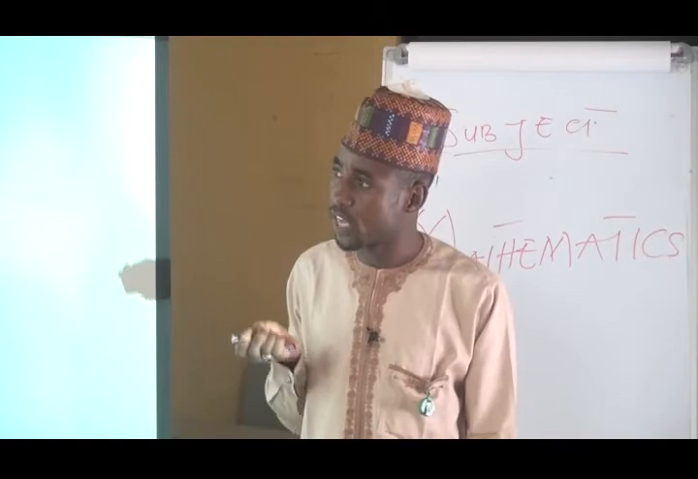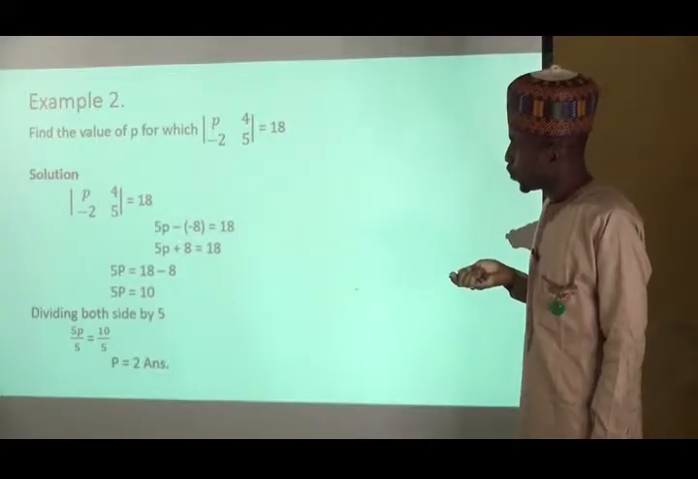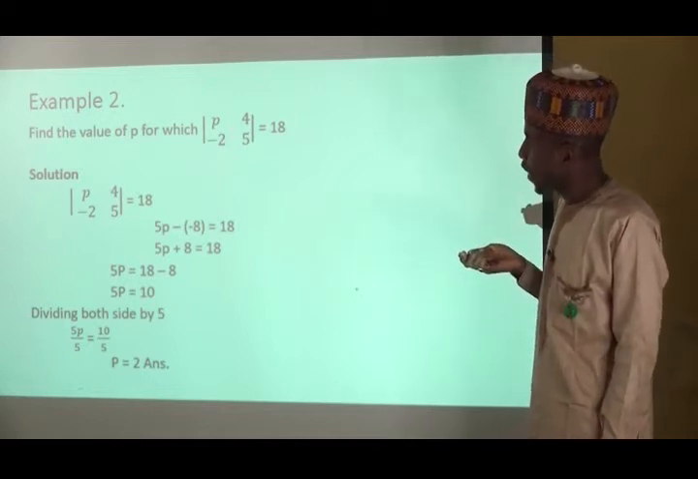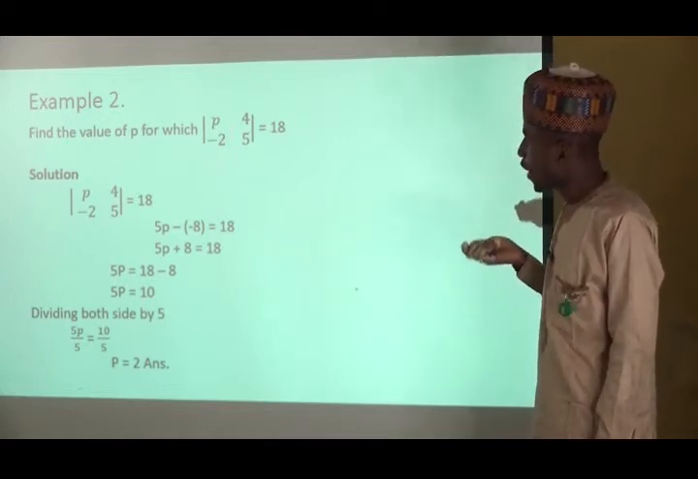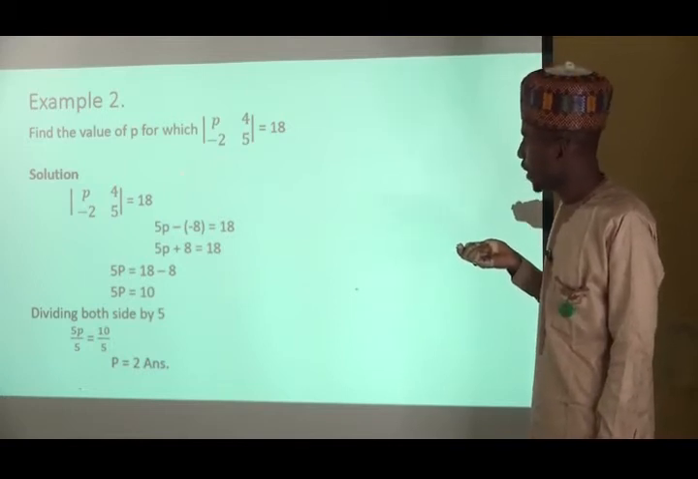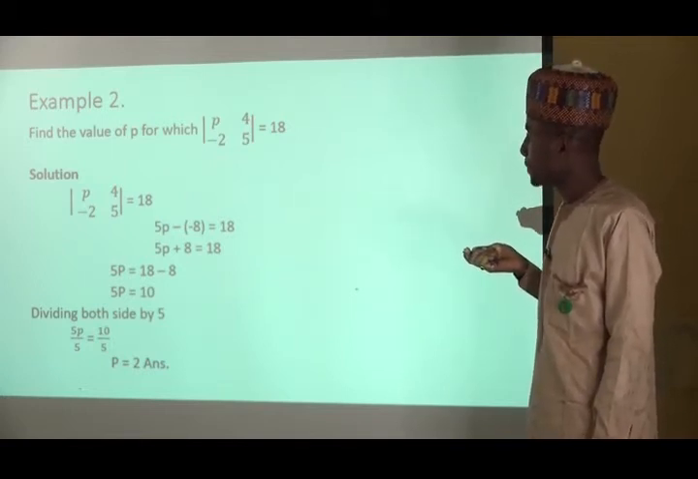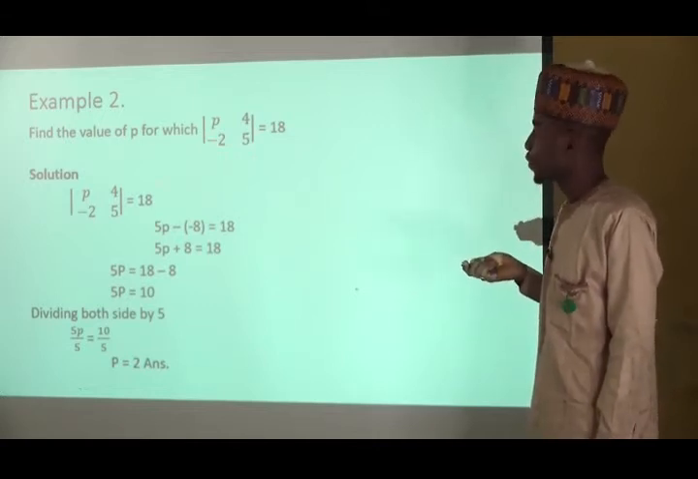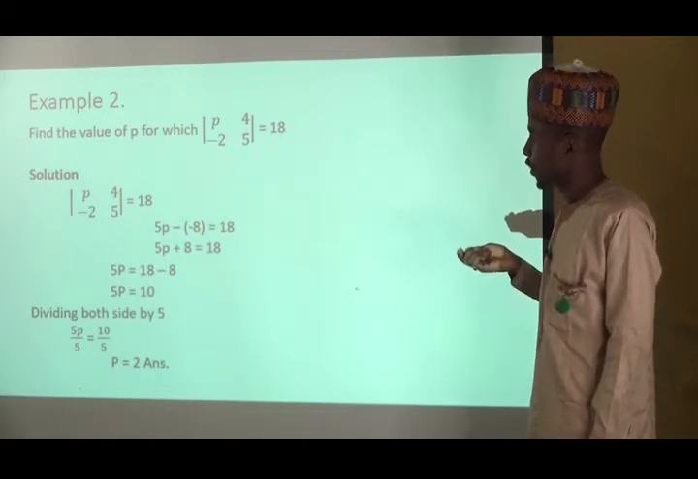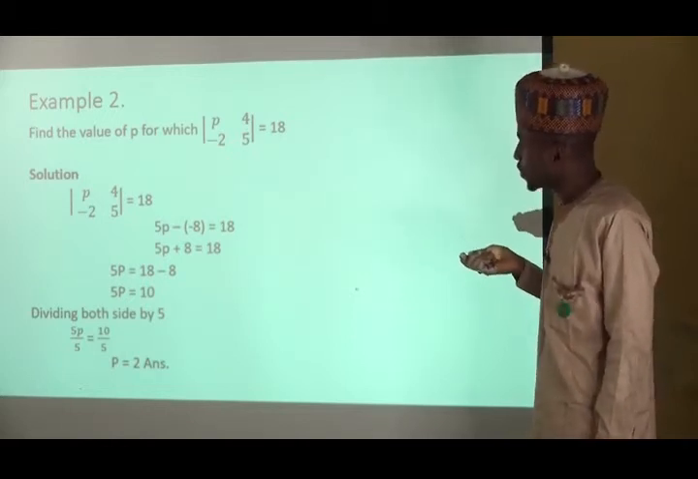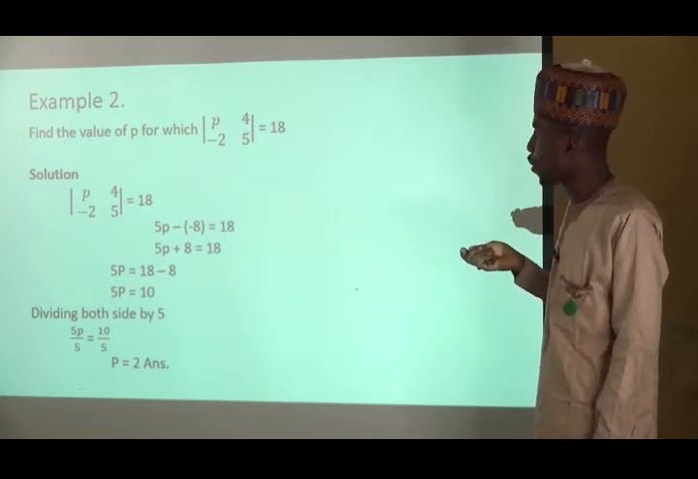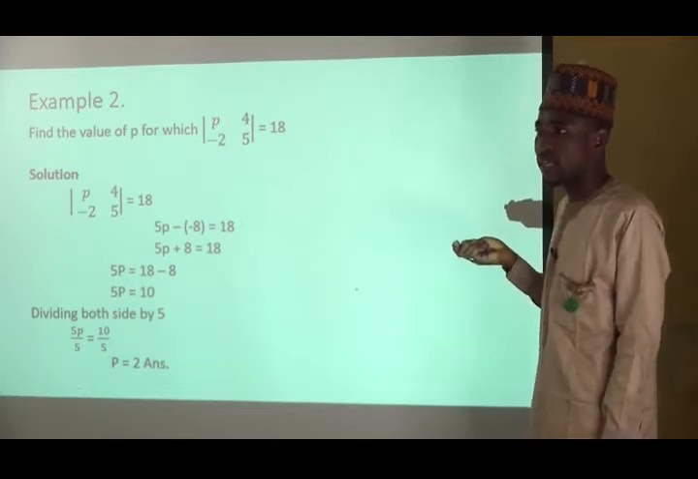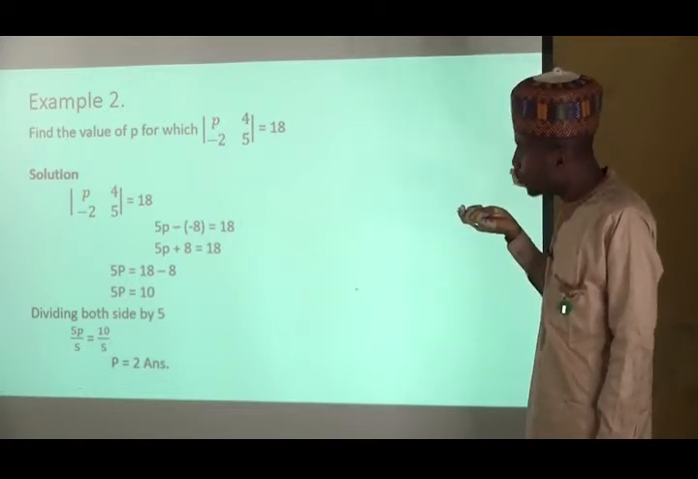Next, we are to see example 2. Students, you should take note of this important example. We said, find the value of P for which the determinant of P, 4, -2, 5 equals 18. Initially, all the matrices we have discussed so far are matrices with complete figures. Now we have a variable, P, and we are asked to find the value of P. That is, what is the value of P?